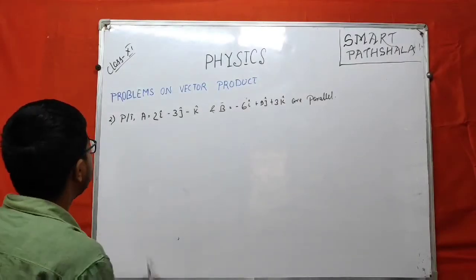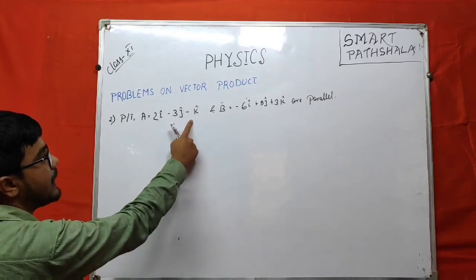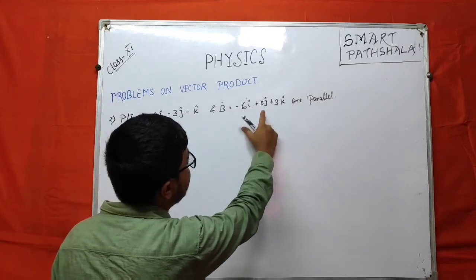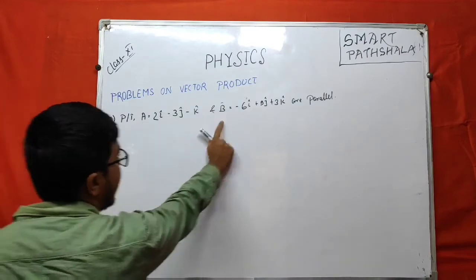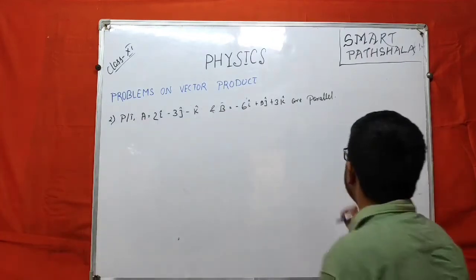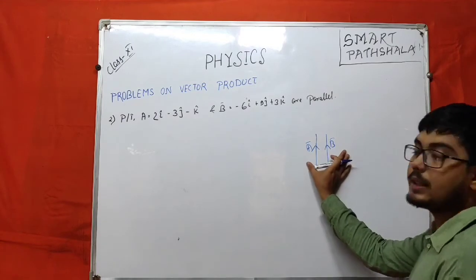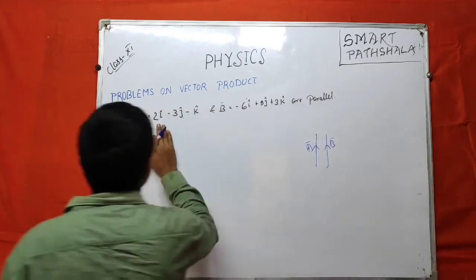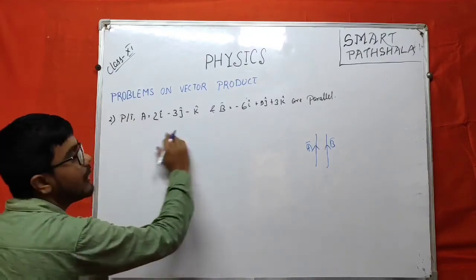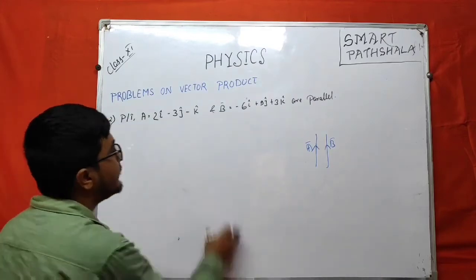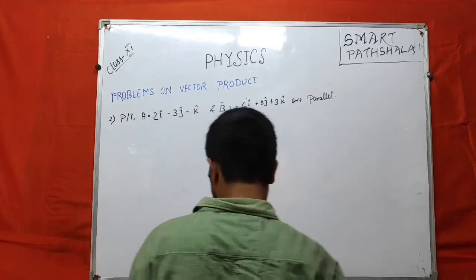Now our second problem. It is given as: prove that a vector is equal to 2i cap minus 3j cap minus k cap and b vector is equal to minus 6i cap plus 9j cap plus 3k cap are parallel to each other. You have to prove that a vector and b vector are parallel, that is, the angle between the two vectors is 0. To find that two vectors are parallel, the method is very simple. Just find the cross product between them, and if it becomes 0, then the angle between them is 0 degree, and so they are parallel. Okay.